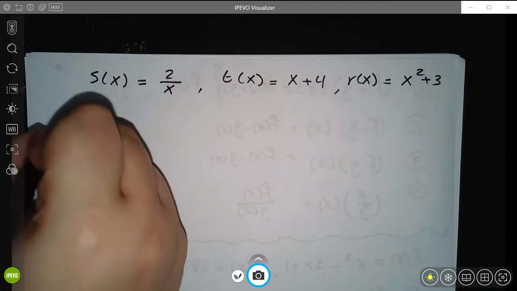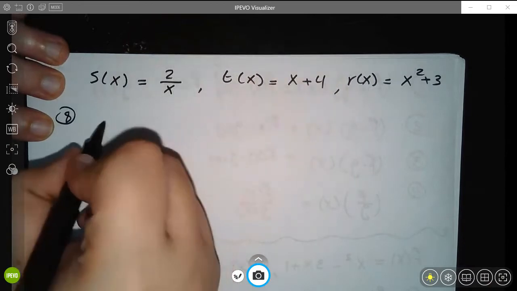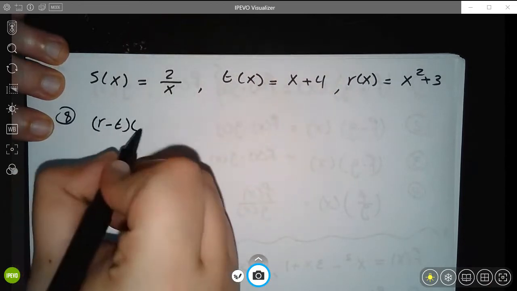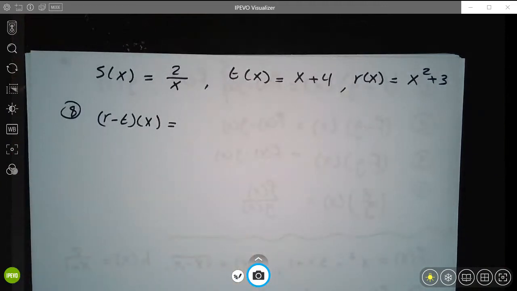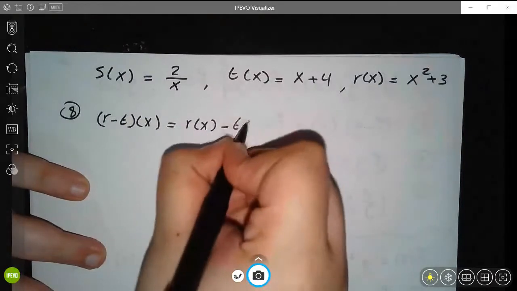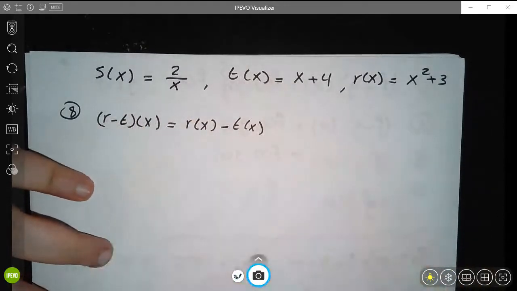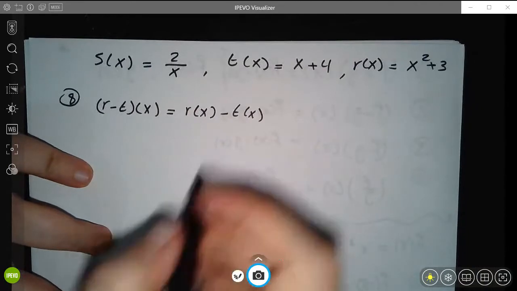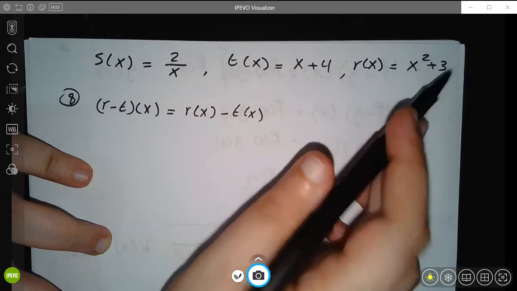So, question number 8 says what? It's asking you to find the domain of r minus t of x. Notice I didn't give you a number. Since I didn't give you a number to plug in here, you're just going to solve for x. So this is basically r of x minus t of x, and give me the final result. Once you do, then we look at what that is and find the domain of it. So we're subtracting r and then t.